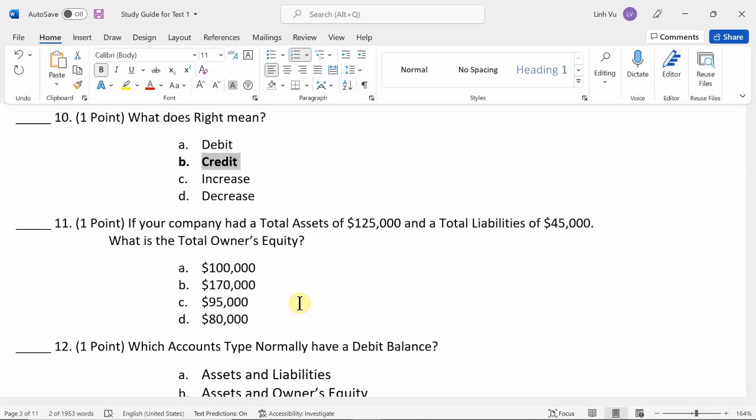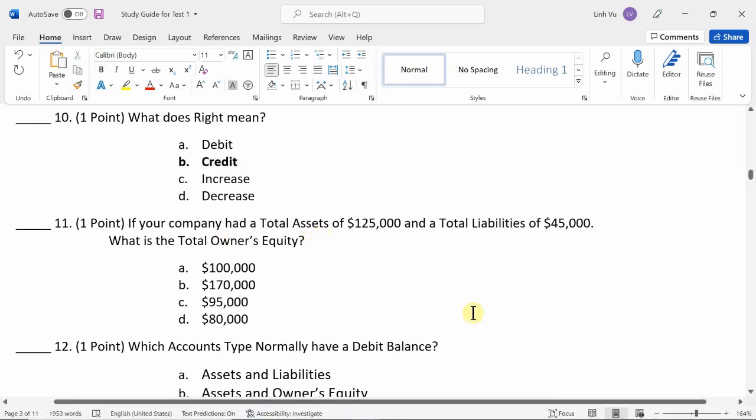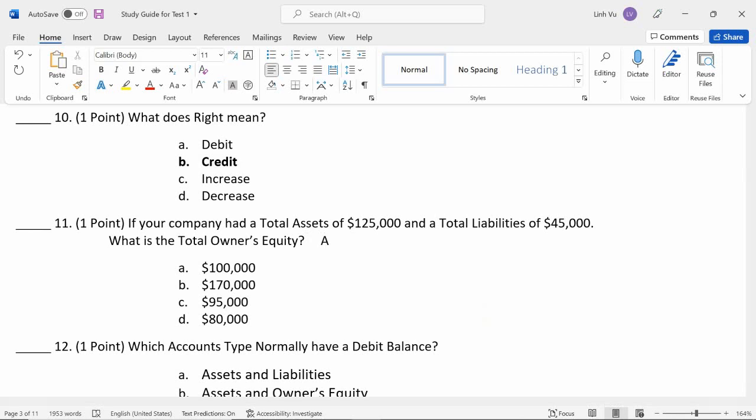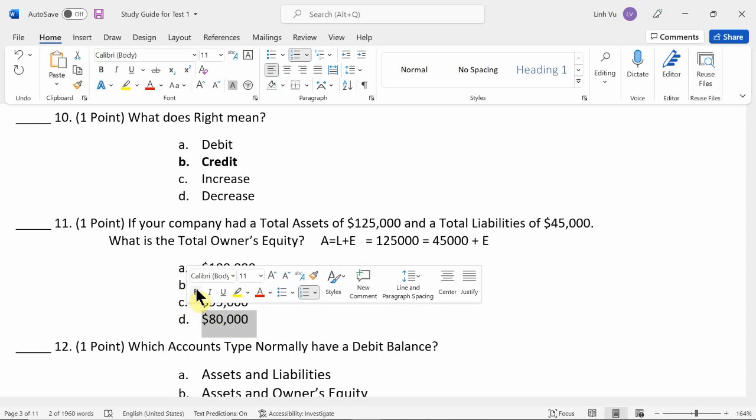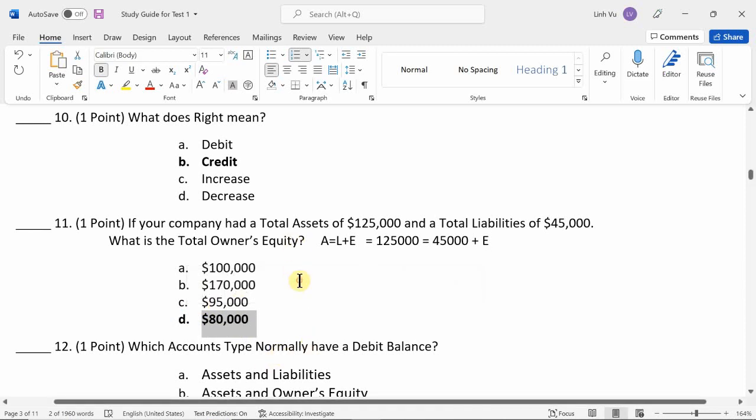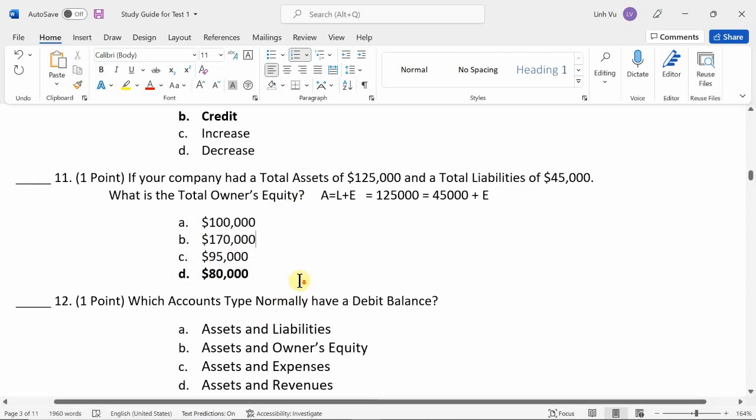80,000. How did you get that answer? You subtract the liabilities from the assets, and that gives you the equity. Good. So here we just use the accounting equation: assets equals liabilities plus equity. In this case, I have a total of $125,000 equaling 45,000 plus E, right? All you have to do is take your 125,000 minus the 45,000 and you should get your E of $80,000. So this is a perfect example of using the accounting equation.